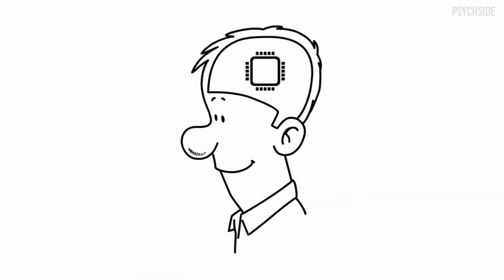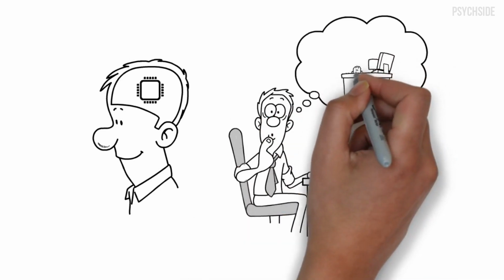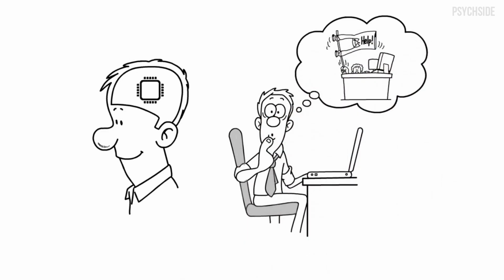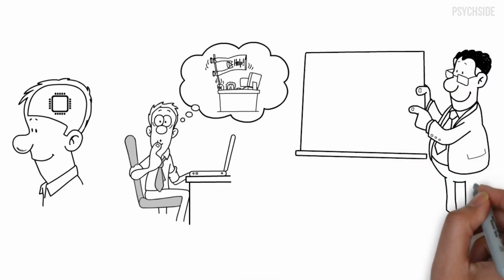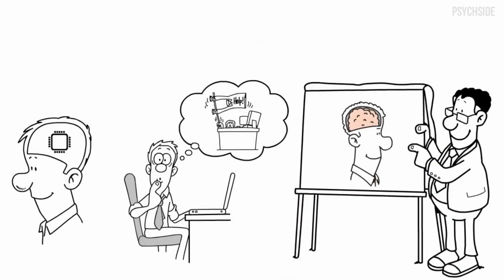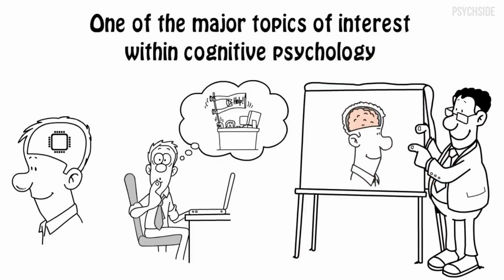Our minds are like a computer processor. Human memory involves the ability to both preserve and recover information we have learned or experienced. The study of human memory has been a subject of science and philosophy for thousands of years, and has become one of the major topics of interest within cognitive psychology.